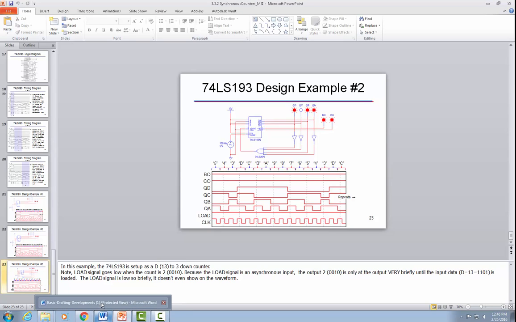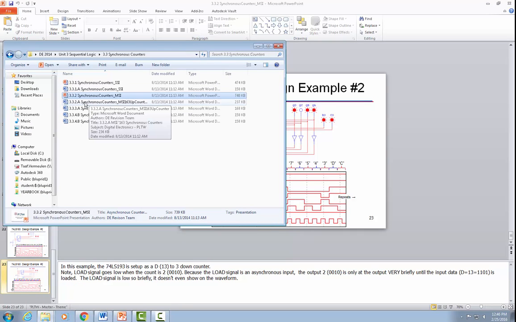So if I look at the assignments, if I go into 3.3, that was the PowerPoint for 3.3.2, we've got two assignments that go along with it. We've got 3.3.2 and we've got 3.3.3. One of them is going to deal with the 163. One of them is going to deal with the 193.